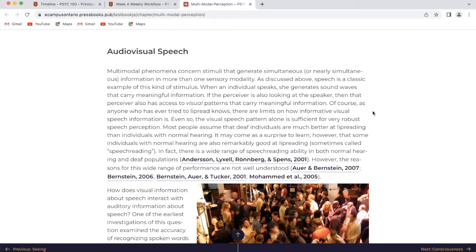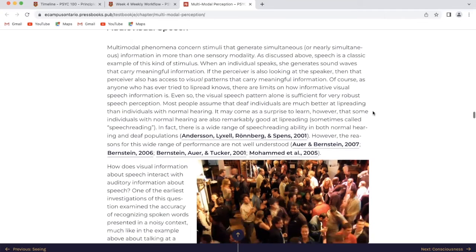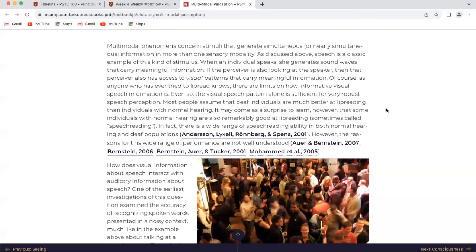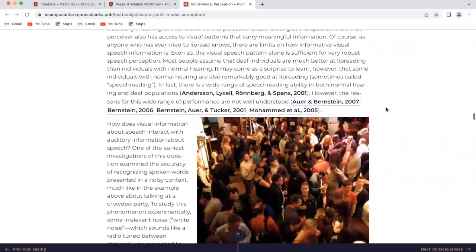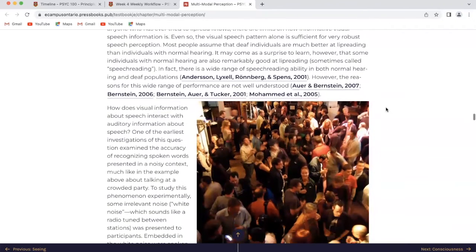Even so, the visual speech pattern alone is sufficient for very robust speech perception. Most people assume that deaf individuals are much better at lip reading than individuals with normal hearing. It may come as a surprise to learn, however, that some individuals with normal hearing are also remarkably good at lip reading, sometimes called speech reading. In fact, there's a wide range of speech reading ability in both normal hearing and deaf populations. However, the reasons for this wide range of performance are not well understood.